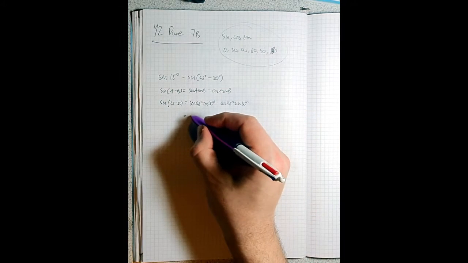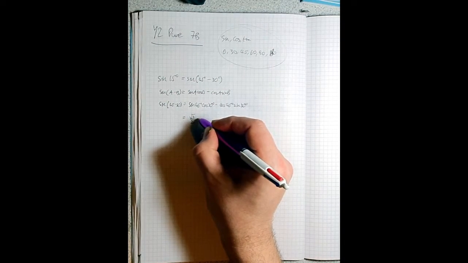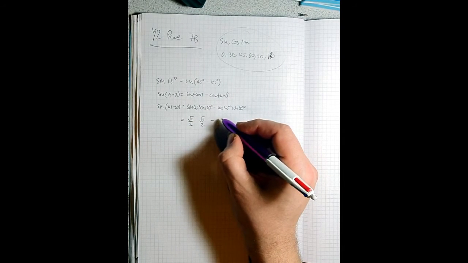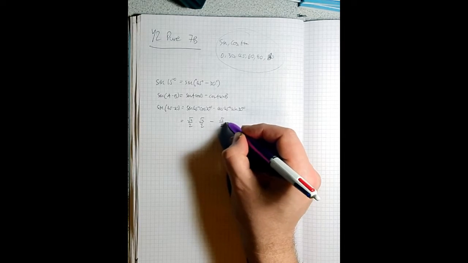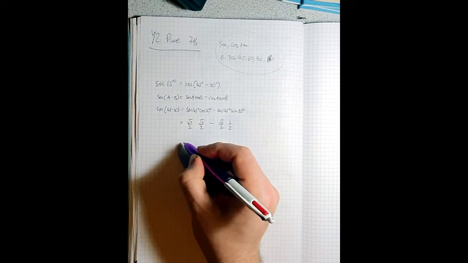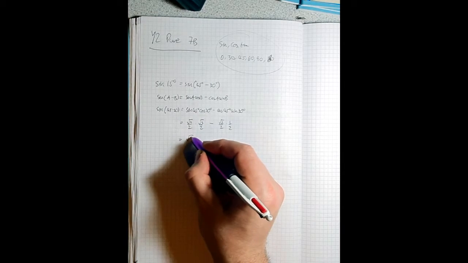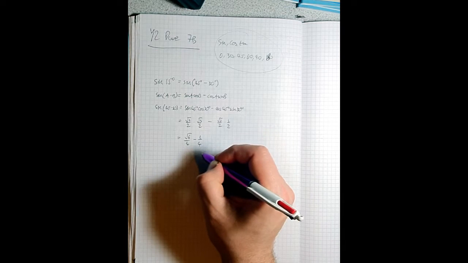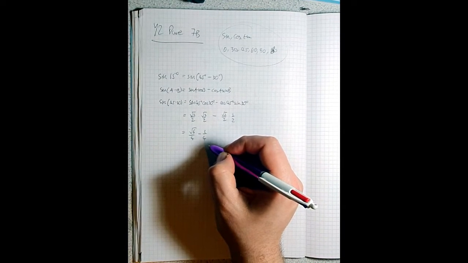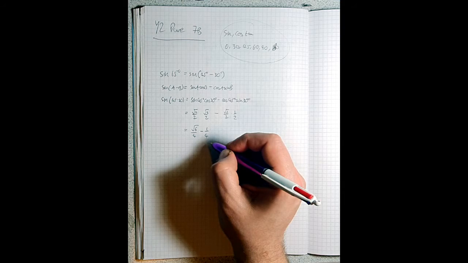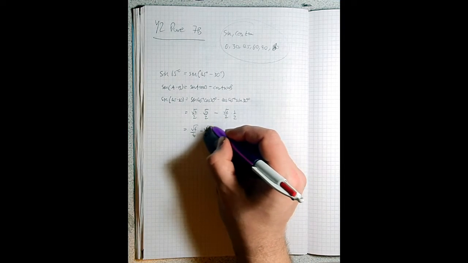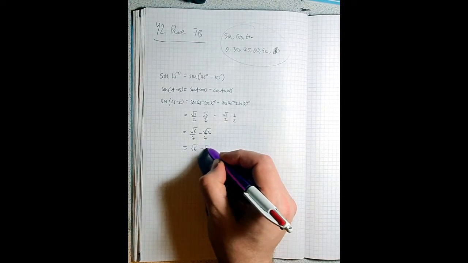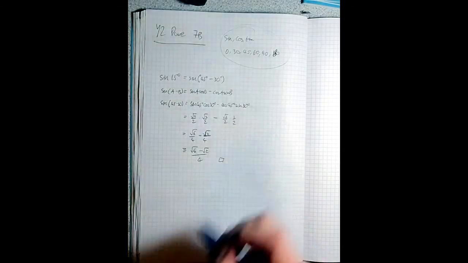I could use my calculator or my brain. Root 2 over 2 times root 3 over 2, minus root 2 over 2 times a half. So that's root 6 over 4 minus root 2 over 4, which is root 6 minus root 2 over 4, and that's what they wanted me to prove.